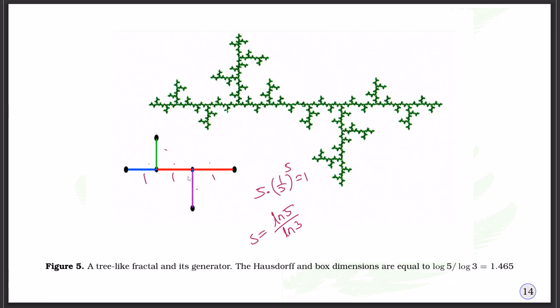So, if you apply this generator on the closed unit interval of length 0, 1, or anything in the line segment, then one can get a curve like this one. The fractal dimension as well as the Hausdorff dimension of this set, this attractor, is 1.465.